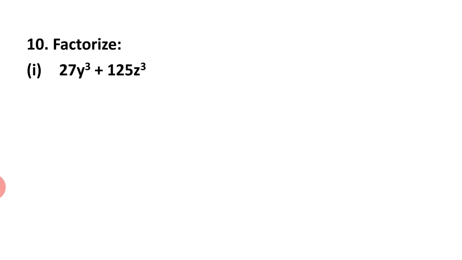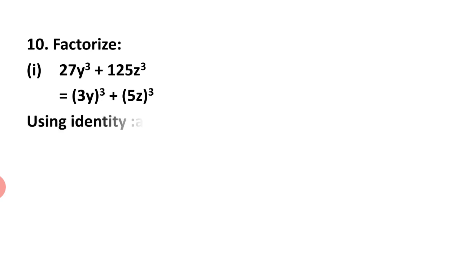Now when we look at this particular algebraic expression or polynomial, what we see is the cube of the first term is cube of 3y and the second term is cube of 5z. So it is a sum of two cubes, that is 3y whole cube plus 5z whole cube. Now we have one identity for this: a cube plus b cube is equal to a plus b into a square minus ab plus b square.